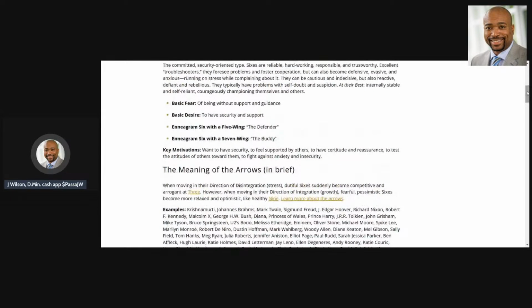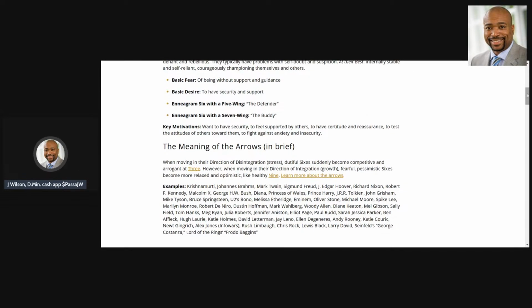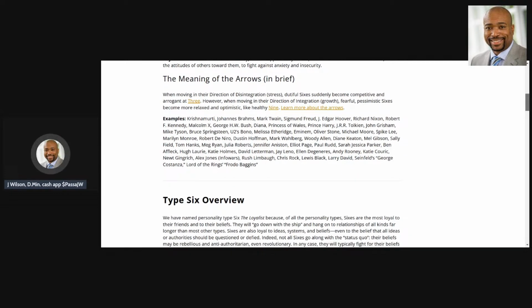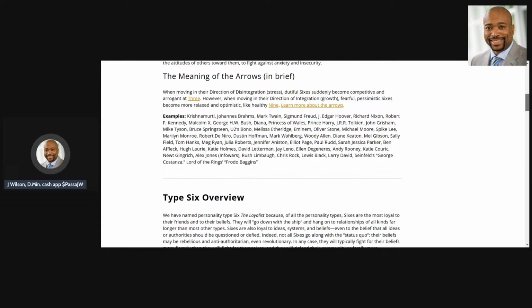So their basic fear is of being without support and guidance, and their basic desire is to have security and support. So now, if they're on the 5 wing, they're defenders. If they're on the 7 wing, they are the buddies. Okay? Key motivation: want to have security, to feel supported by others, to have certitude and reassurance, to test the attitudes of others towards them, to fight against anxiety and insecurity. And here are some examples: H.W. Bush, Diana, Princess of Wales, Prince Harry, Jennifer Aniston, David Letterman, Chris Rock, Rush Limbaugh, Alex Jones, Newt Gingrich.